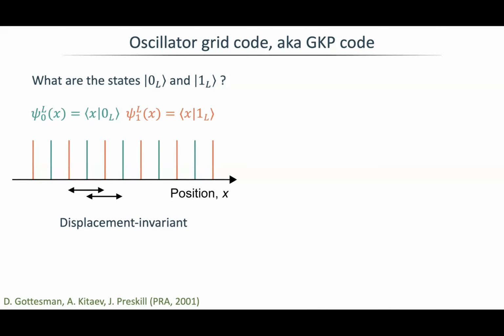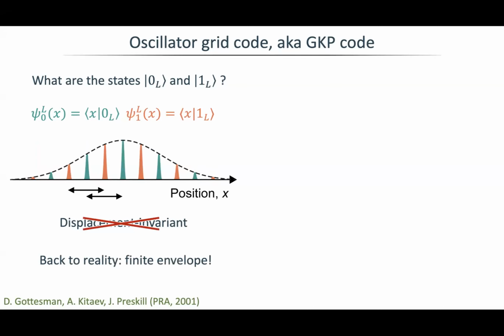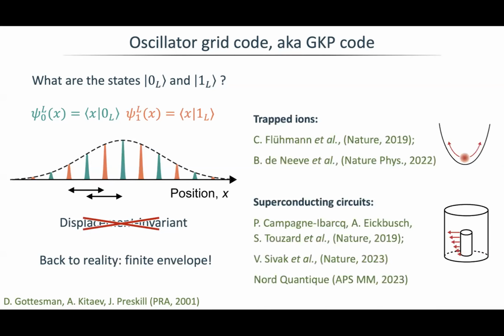And notice that they are periodic, and so they extend infinitely far, which is, of course, impossible. So in reality, we have this envelope which is superimposed on top of this grid, and all of these peaks are finitely squeezed. And these states were already created in experiments before.